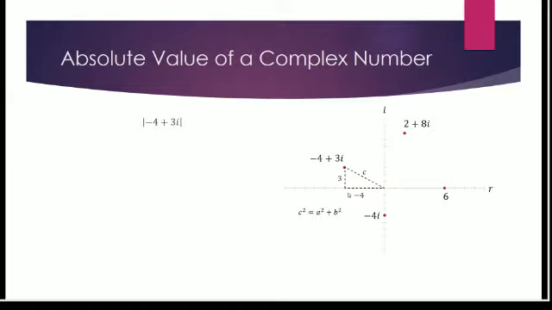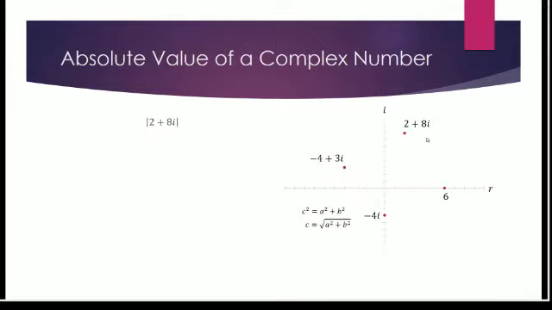c squared equals a squared plus b squared. So c is going to be the square root of a squared plus b squared. Now, since I know what those are, I can just plug them in. Negative 4 squared and 3 squared, that's 16 and 9, which makes the square root of 25, which is 5. So the absolute value of negative 4 plus 3i is 5.